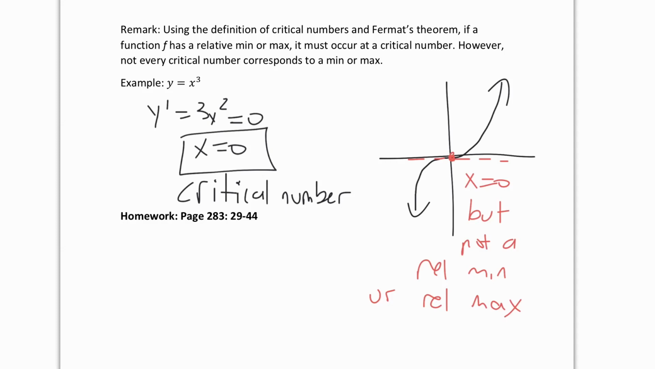And this is very, very crucial. Every minimum or maximum happens at a critical number, but not every critical number will be a minimum or maximum. It doesn't go both ways in mathematics. And this example clearly shows where we have a critical number, but we do not have a relative minimum or a relative maximum.